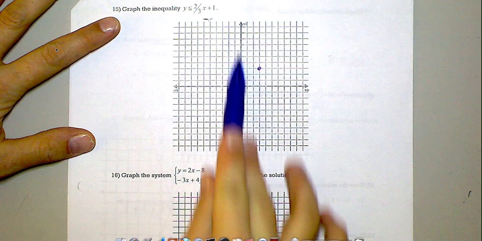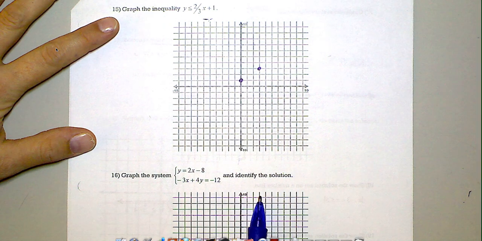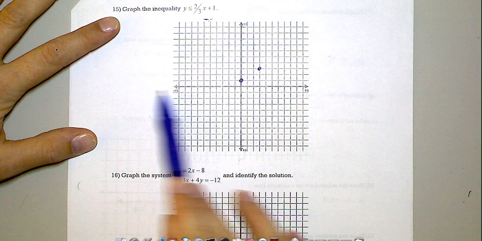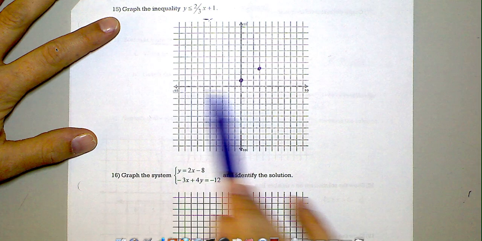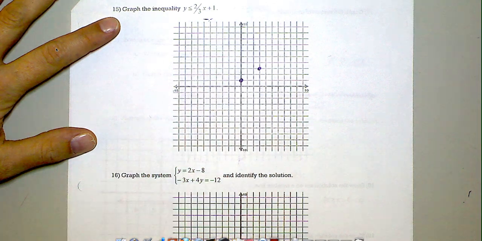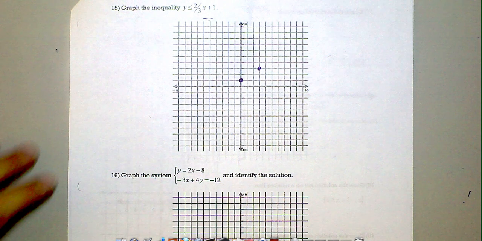Again, I want to emphasize your y-intercept is always starting on the y-axis. Your very first point will always be somewhere on this vertical line. I saw a lot of people in that quiz that we took over this stuff starting out on the x-axis. You are always, always, always starting on the y-axis with that y-intercept.